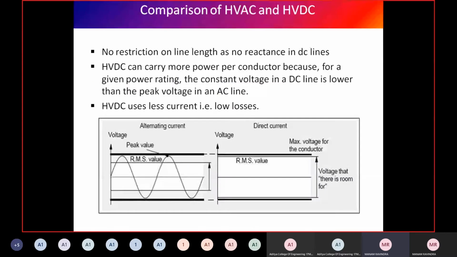When we compare the HVAC and HVDC transmission systems, next slide here. See the diagram. We can clearly observe that.